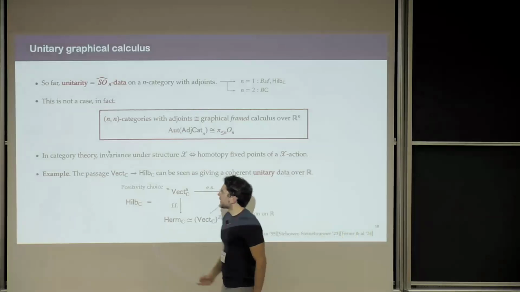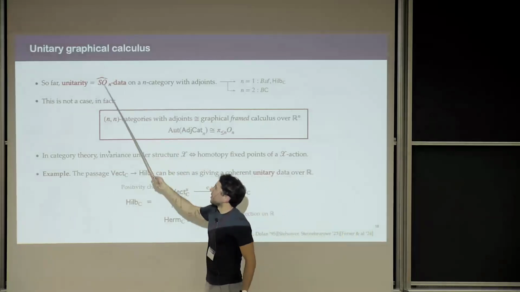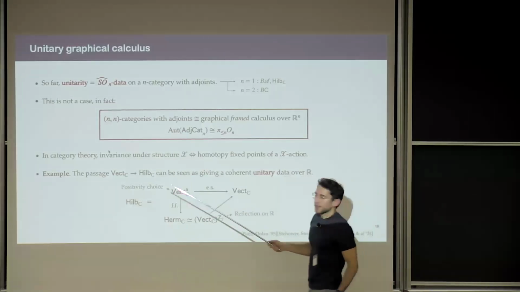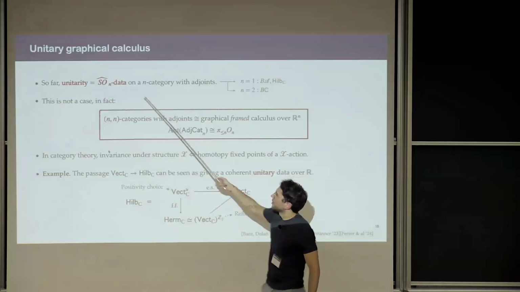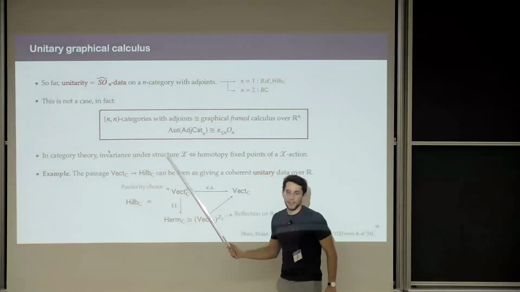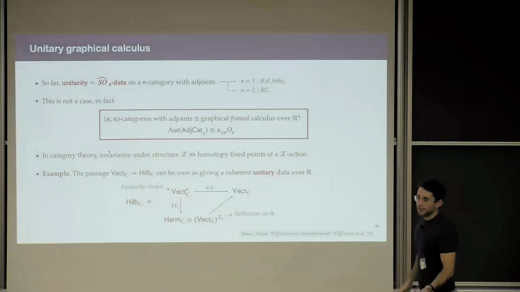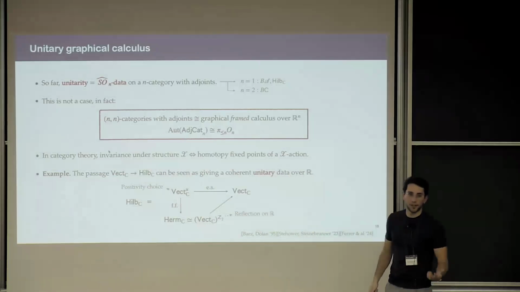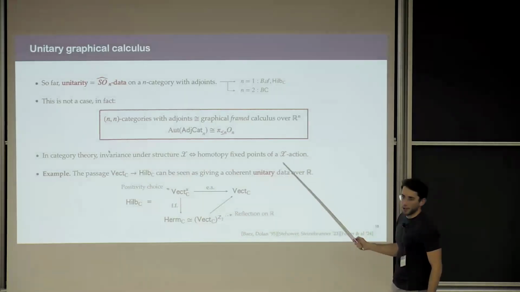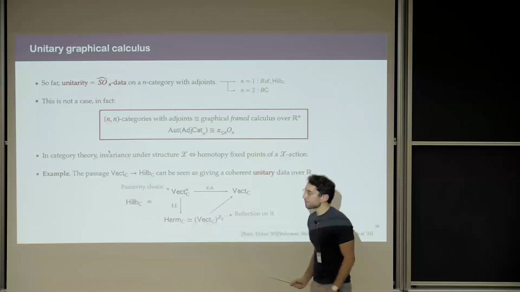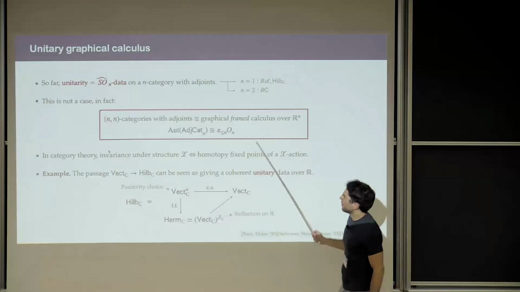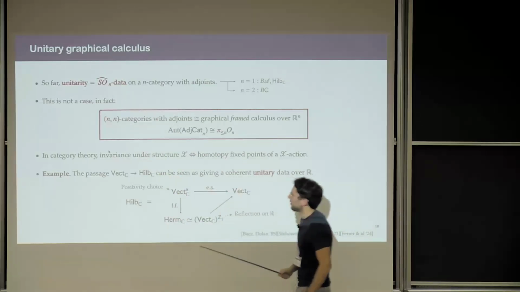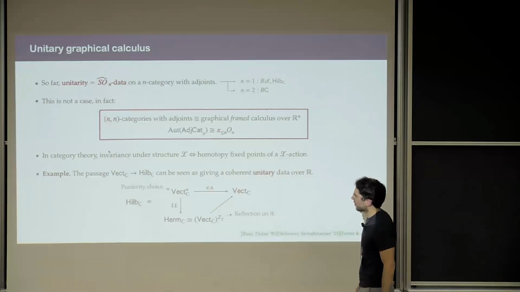And then we also asked to put some additional data on it, right? Well, in category theory, as a general rule of thumb, we know that whenever we have some additional data that should represent some invariance under some particular structure, this data comes from looking for some homotopy fixed point of some action of this structure on whatever you're trying to work on. Indeed, this is precisely the case for the data that we asked for earlier.